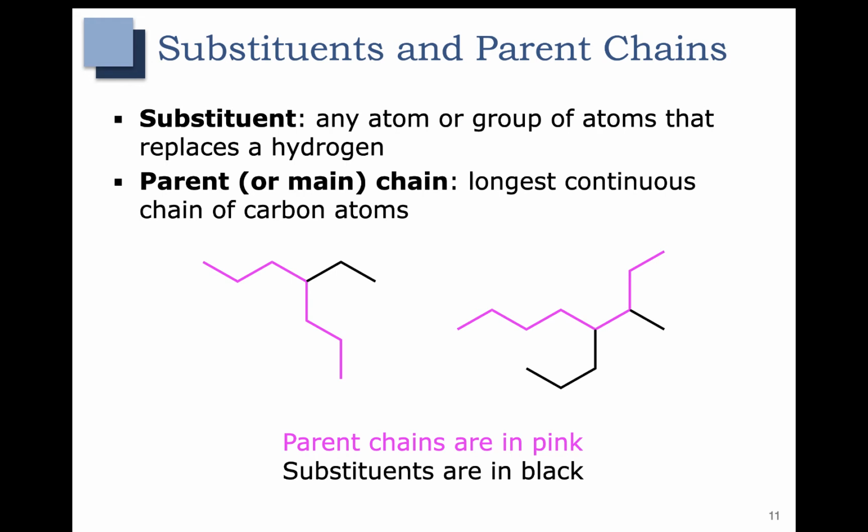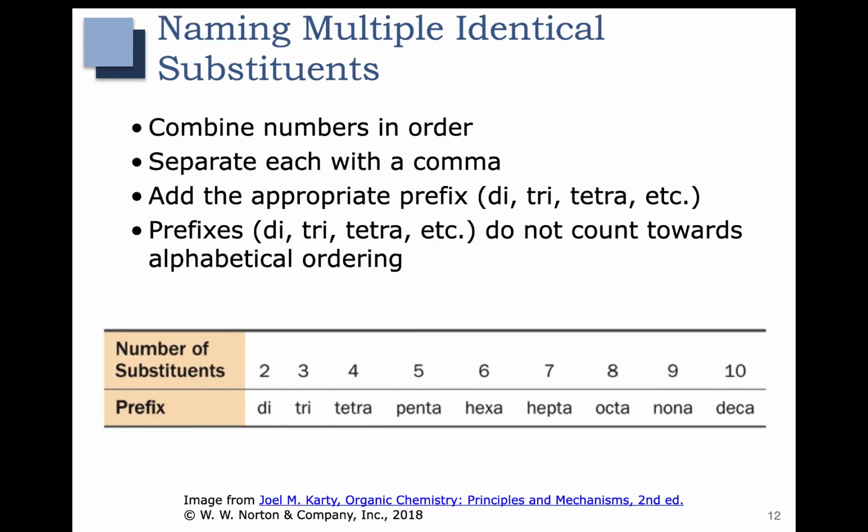Our substituents here are methyl, and this 3 carbon chain over here is propyl. What do we do when we have multiple identical substituents? Let's look at an example.